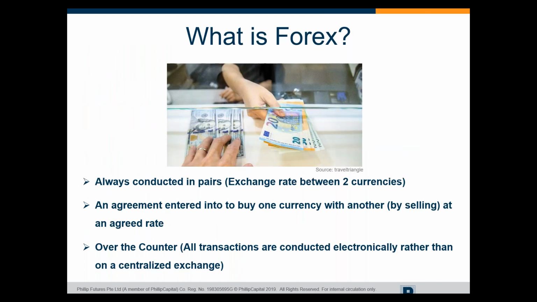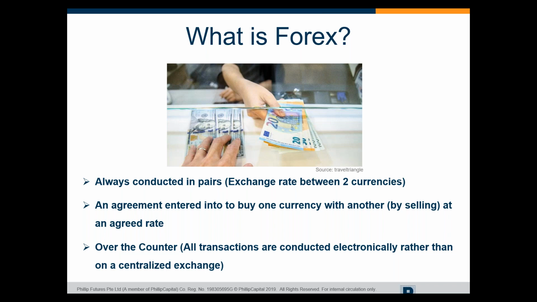So firstly, what is Forex? Forex actually stands for foreign currency exchange. Just imagine that you're going to a money changer and you want to exchange your money. As you can see from the picture, a guy is exchanging his US dollars for euros. This is what Forex is about, and therefore it's always conducted in pairs, because there is the exchange rate. You cannot trade a single currency, because then there wouldn't be an exchange rate. It always has to be conducted in pairs.